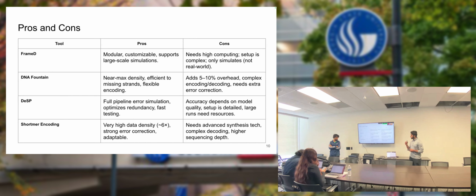DESP is a full pipeline of error simulation, so it helps test different errors. Also, the cons are that accuracy depends on model quality and setup is detailed. Talking about the short-mer encoding, it is high density, so that's the pro, and it needs advanced synthesis technology, complex decoding, and higher sequence depth. Short-mer is the algorithm that they use to encode and then decode the synthesis of each DNA strand.